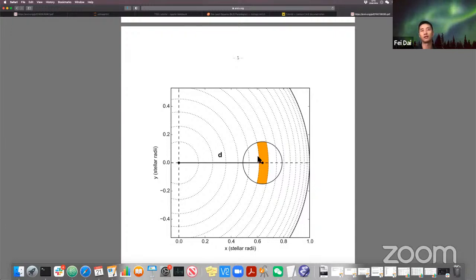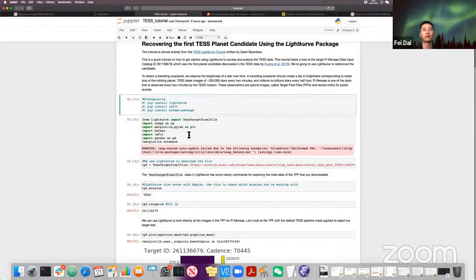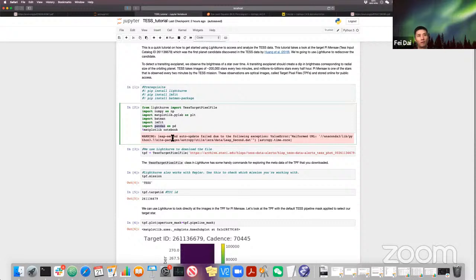So this so-called limb darkening effect changes the brightness of the whole star, and you have to account for that in calculating the transit light curve. And Batman does this really efficiently. All right, let's see, anything else I should mention here? Yeah, the other packages are simply NumPy, Matplotlib, and Pandas. I think most of you who know Python use these packages pretty regularly.